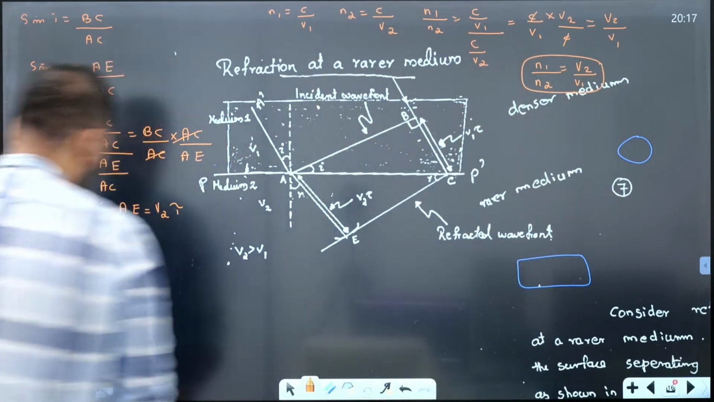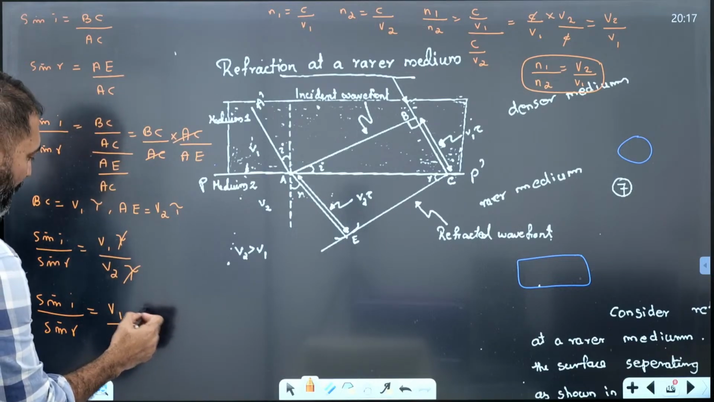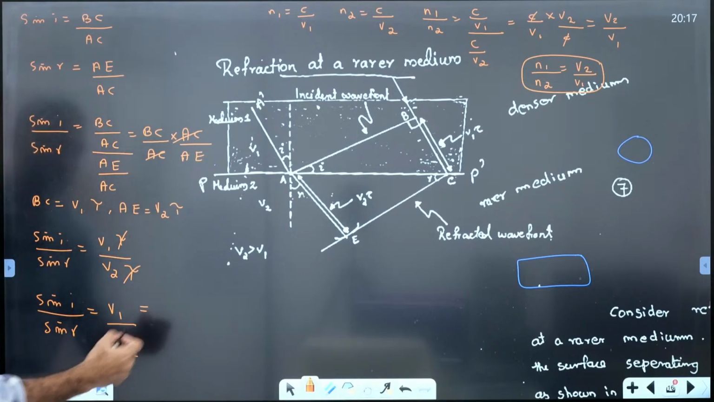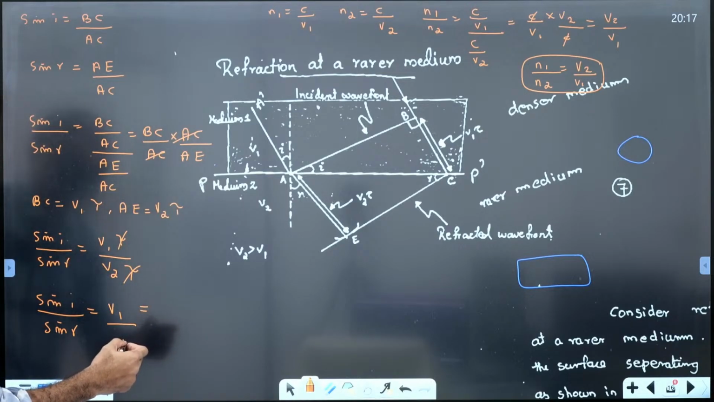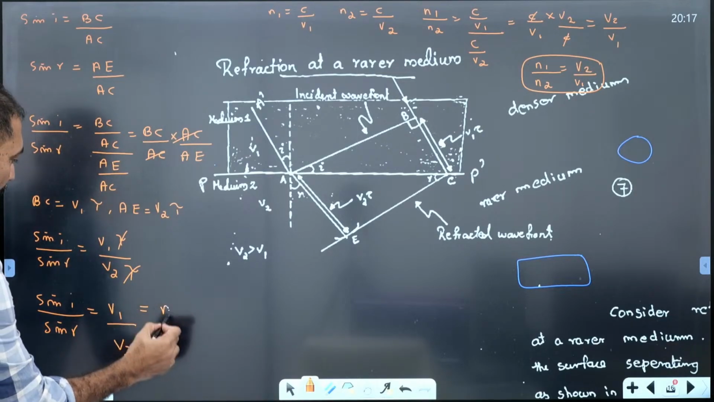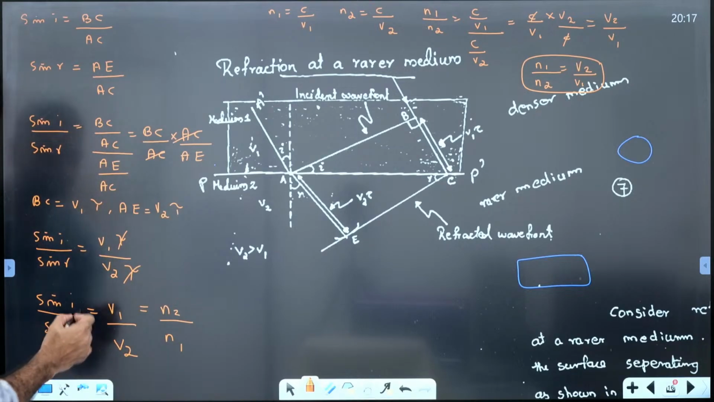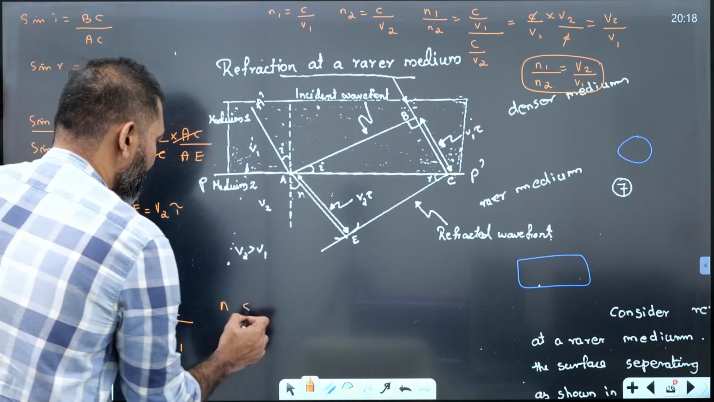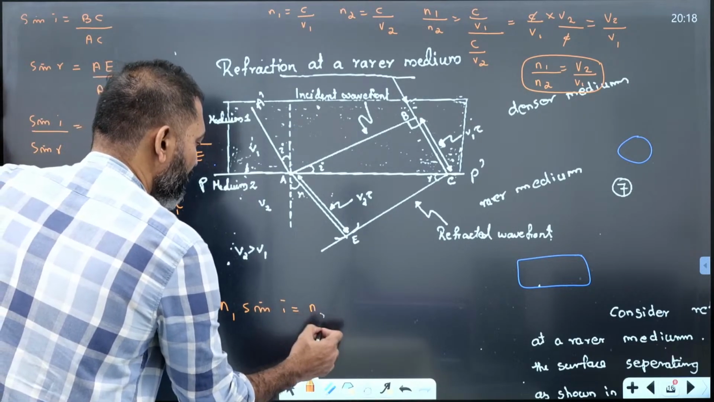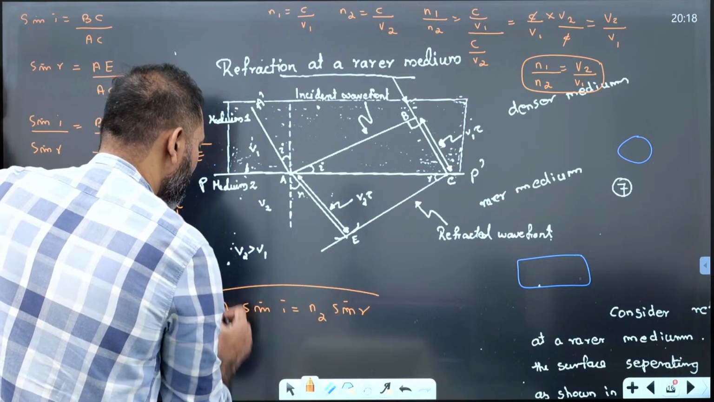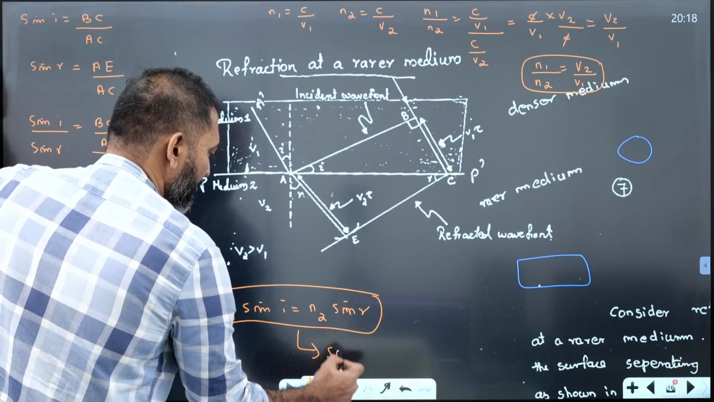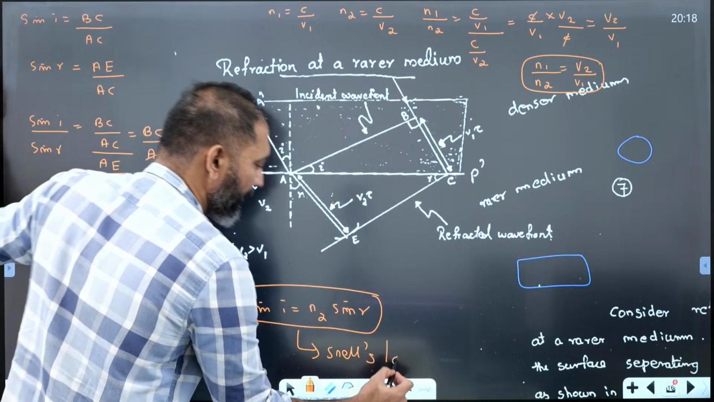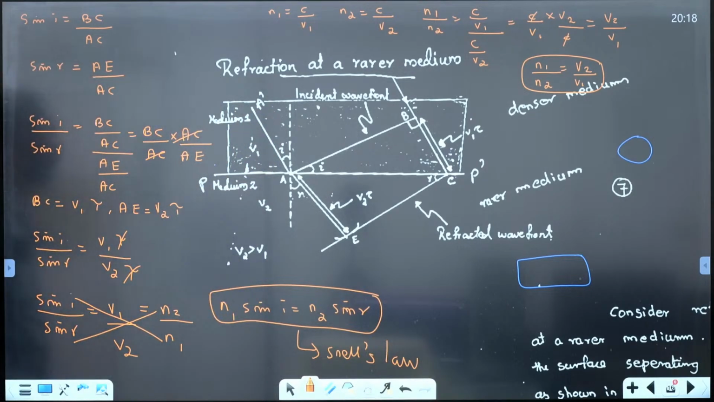So here I am seeing v1 by v2. That can be replaced with n2 by n1. If you cross multiply, n1 sin i is equal to n2 sin r. That is Snell's law. We have proved Snell's law for refraction when a light ray travels from a denser to a rarer medium. Any doubt? Makkale, any doubt?